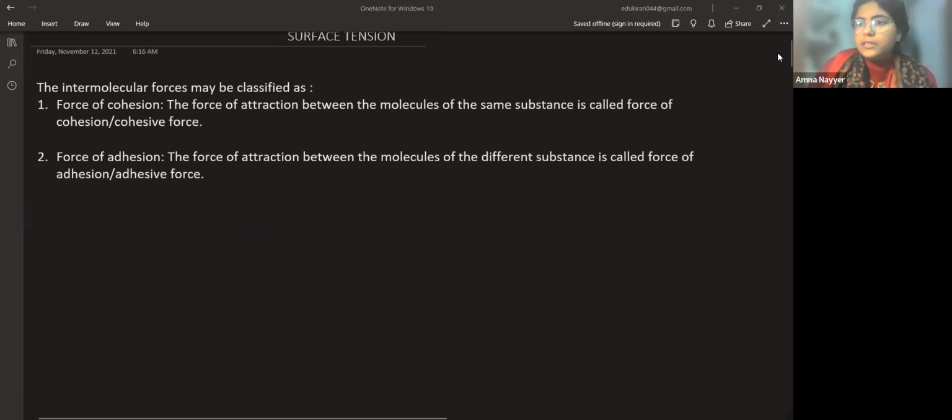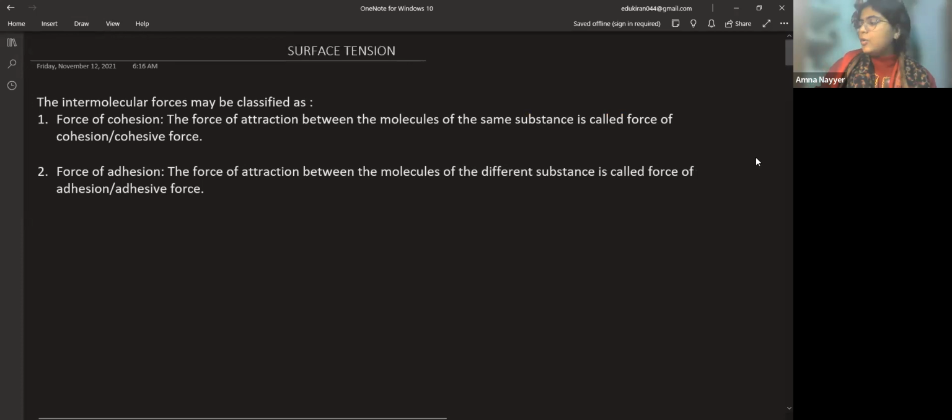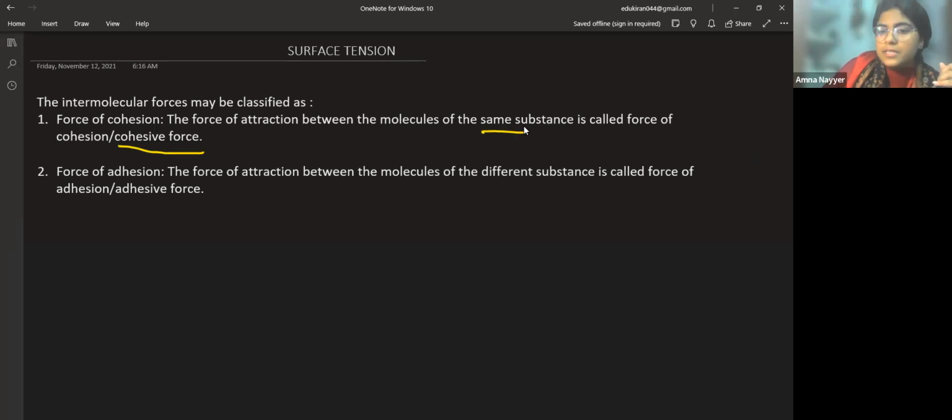Now, before we start with surface tension, you have to understand two types of forces which exist in your system. When there's a force of attraction between molecules which are made up of the same substance, we say that the force between them is the force of cohesion. So cohesive forces are for the same substances. If forces of attraction are formed between two different molecules, then these are forces of adhesion. So these are the adhesive forces, between different substances.